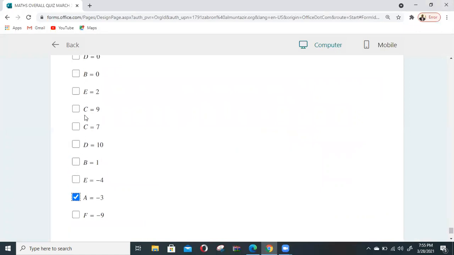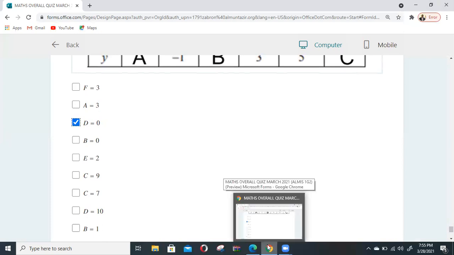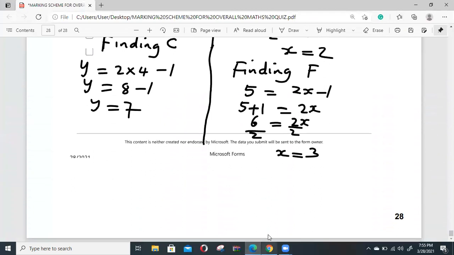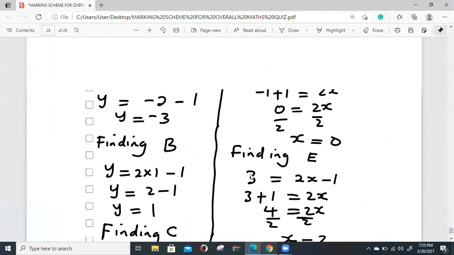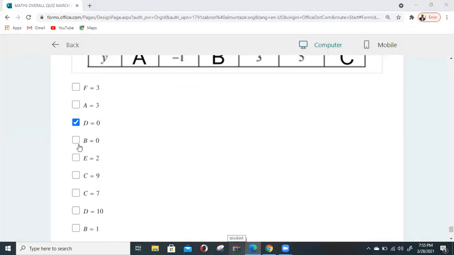D is 0. Do we have D equal to 0? Yes, D is 0, so tick that. What else? B is 1. Can you see that? All the calculations are here, don't worry. So B is 1. You have B equal to 1? Yes, we do.